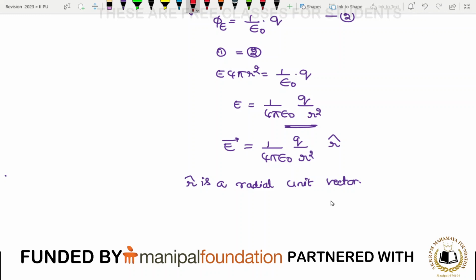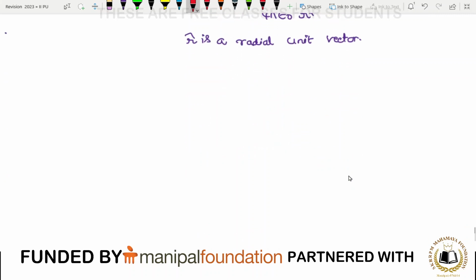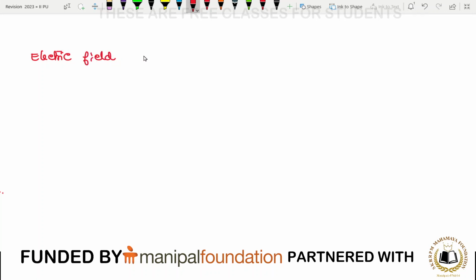Next, one more note point we can discuss is the electric field inside the spherical shell. In this question that is not asked, but still we are doing it. If it is asked in the supplementary exam, it is going to be a 1 mark question. Okay. So, electric field inside the shell.